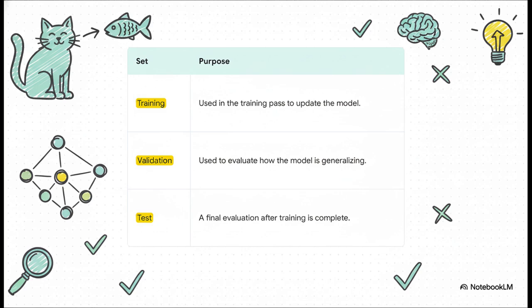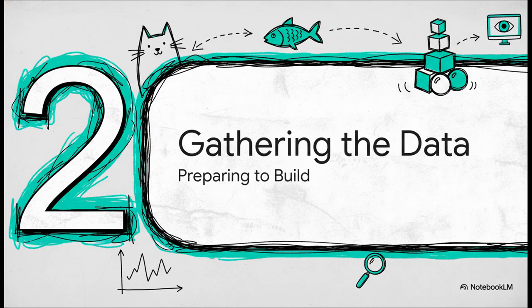We use it to check in and see how well the model is learning, making sure it isn't just memorizing the answers. And finally, the test set. This is the final exam. It's kept under lock and key until the very end, so we can get a totally unbiased grade on how well our model really learned. Okay, so we've got our strategy all mapped out. We're going to train, we're going to validate, and then we're going to test.